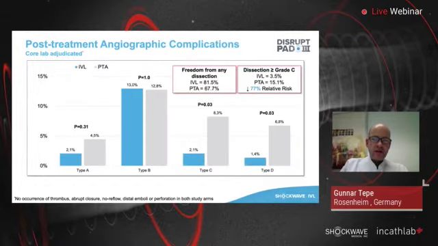This shows the complications according to dissections, both in the PTA group and in the IVL group. And I draw your attention to the severe dissections, which are type C and D dissections. What you can nicely see is that there was a 77% relative risk reduction with IVL compared to PTA to get a type C or D dissection.